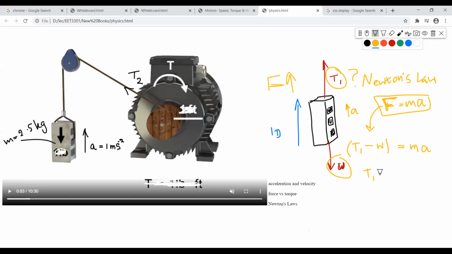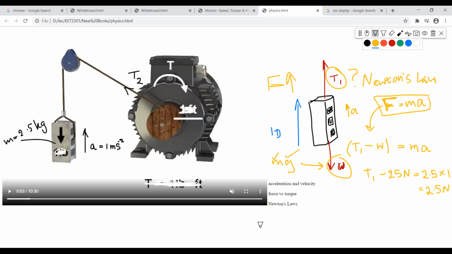I don't know. Weight, okay, weight is mg. M I know, g I know. So which means 25 newtons, right? And again, m I know, 2.5 kilograms, multiplied by acceleration. It's again in metric units, so no unit conversion, simply 1, right? So it's going to be 2.5 newtons.